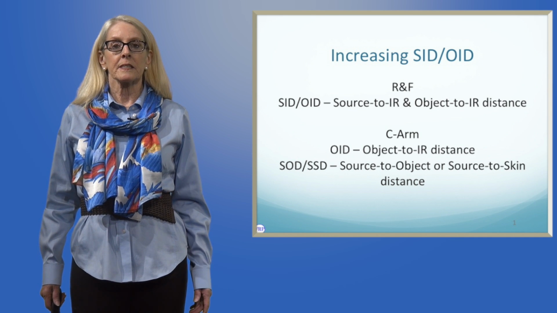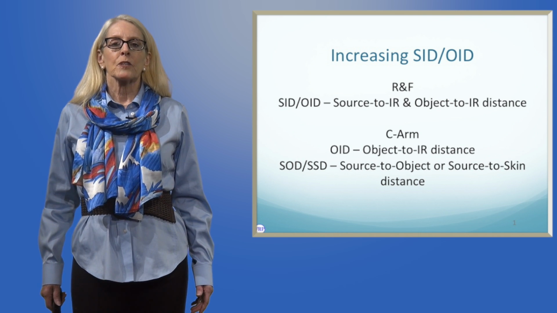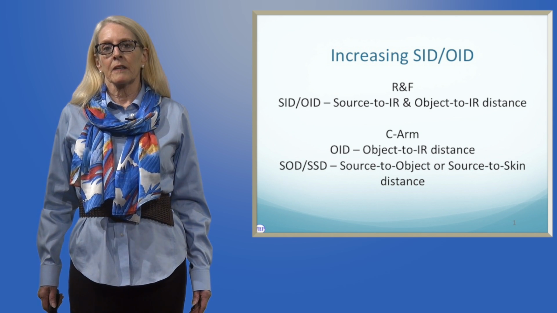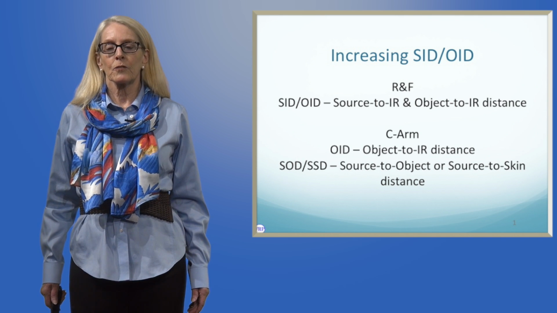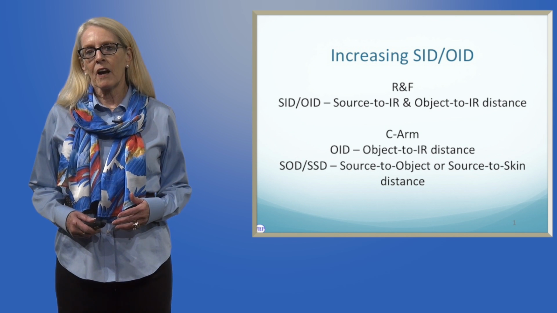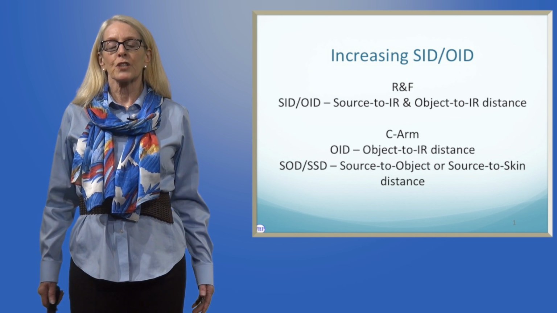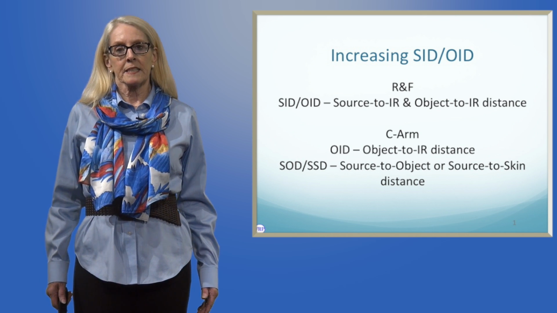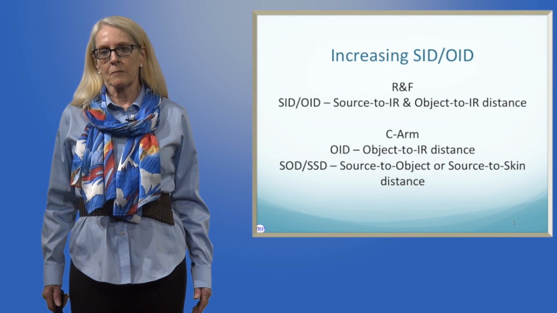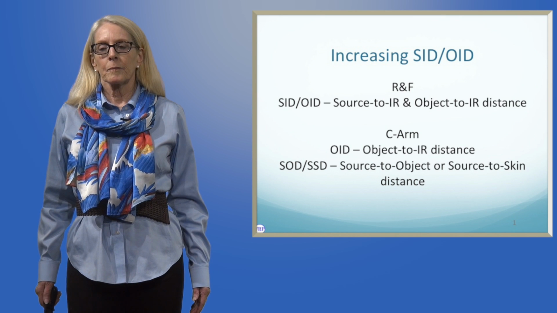This is in the normal RNF rooms. What changes is the distance of the II from the table or from the part and from the tube, which means also the object or the patient who's lying there, the distance between the object and the image intensifier also changes. So we're talking about SID and OID when we're talking about the RNF room, but when we're talking about the C-arm, the SID is just staying stationary. So the only thing that we're changing is the OID and the SSD. How close is the tube to the patient or to the part, and how far away is the image receptor or the image intensifier away from the patient or the part.